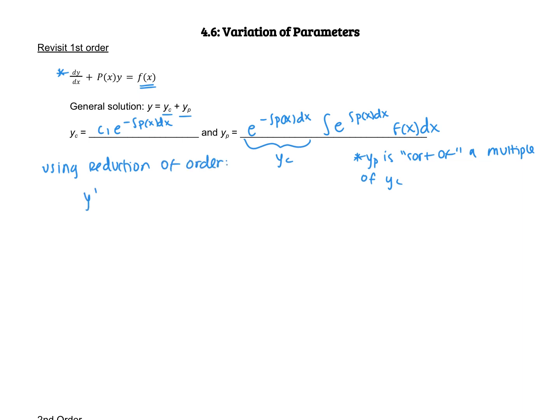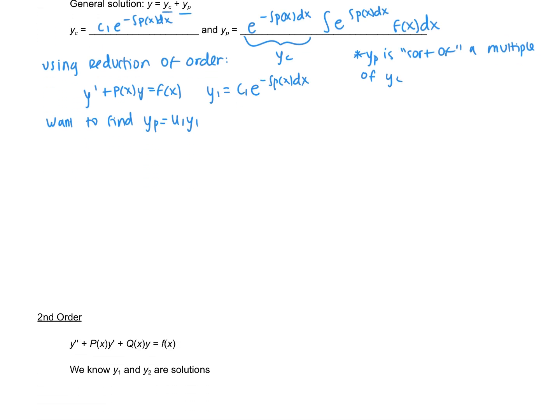So our equation is y prime add p of x times y is equal to f of x. And we know our first solution is c1 e to the negative integral of p of x dx. So we want to find y of p, which is going to be u1 times y1. That's just from the reduction of order process. And so if we use that equation, we know that we're going to need the first derivative. So our y of p prime is u prime y1 add u1 y1 prime.